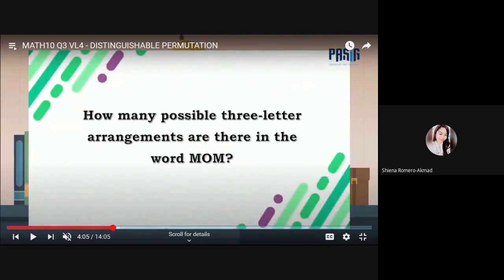Our lesson, I have here a 3-letter word, which is mom. And I want you to look for the number of possible 3-letter arrangements using the letters in the word mom. So we have your M-O-M. So if you arrange it, you do it on your own. You arrange the letters and identify ilan kaya yung mga possible arrangements that is formed using these letters.